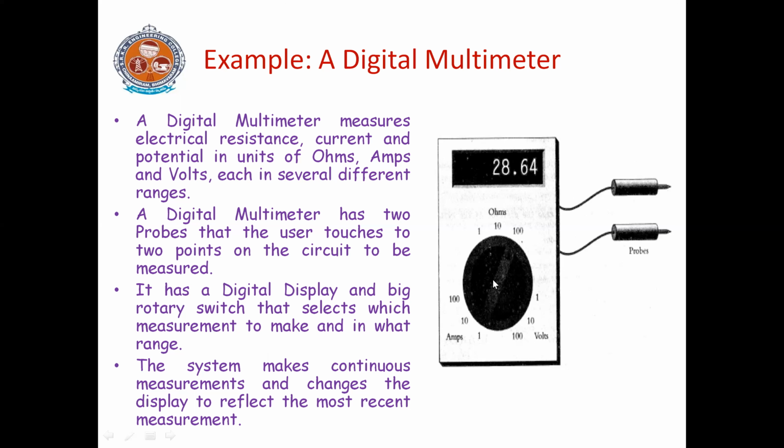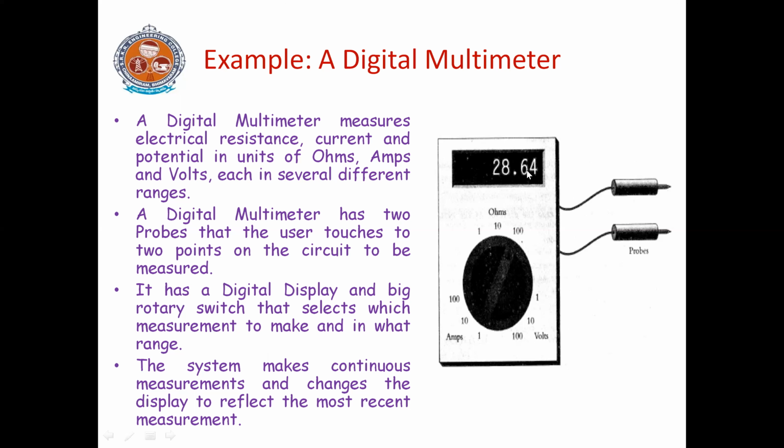This digital multimeter makes continuous measurements and changes the display to reflect the most recent measurement. Here this value will be changing, continuously measuring. So at each and every point, it changes the display to reflect the most recent measurement. You will have the ups and downs, and the most recent measurement will be displayed here.